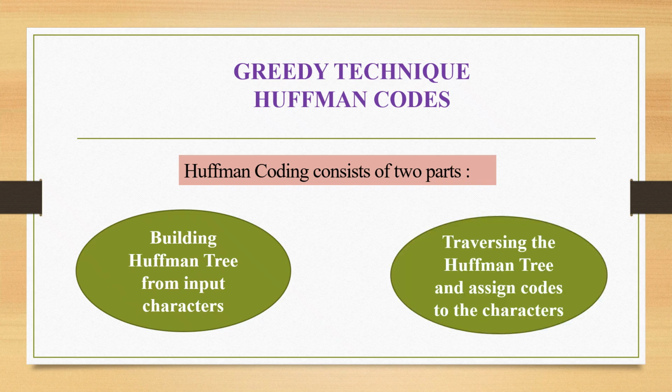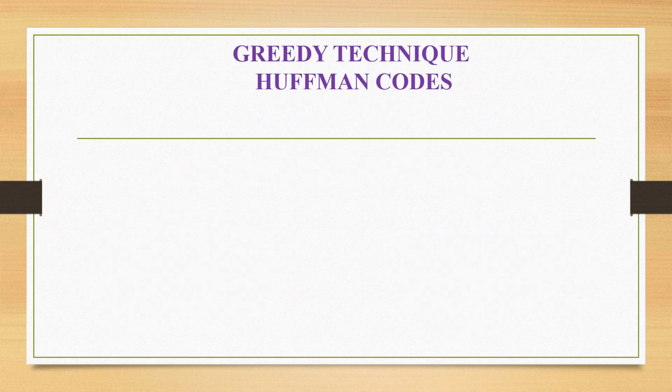This Huffman coding consists of two parts. One is building a Huffman coding tree from the input characters. The other is traversing the Huffman tree and assigning codes to the characters.